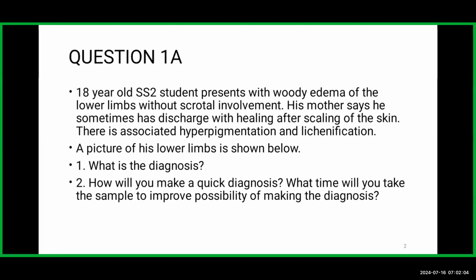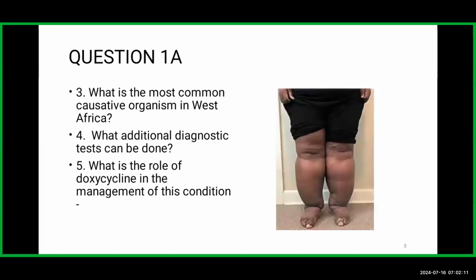So question 1, what is the diagnosis? 2, how will you make a quick diagnosis? What time will you take the sample to improve possibility of making the diagnosis? Then what's the common causative organism in West Africa? What additional diagnostic tests can be done? What's the role of doxycycline in the management of this condition? Okay, so that's the picture.